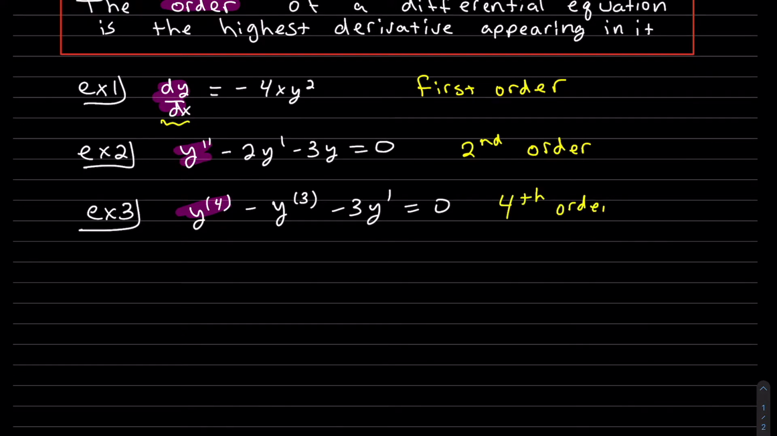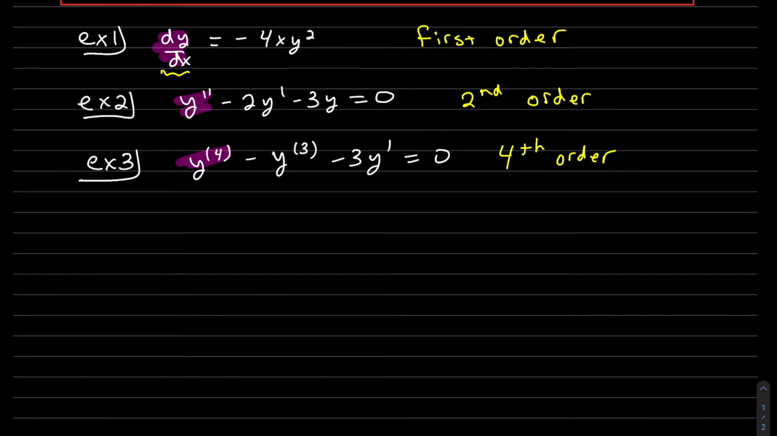So just to remind you for notation, here's my note, that we can do either one. If we have 3 ticks, that's the third derivative, we can also write it as y to the third power, but you have to put it in parentheses, otherwise it's a power. It's not a power, it's a derivative. That's the third derivative.